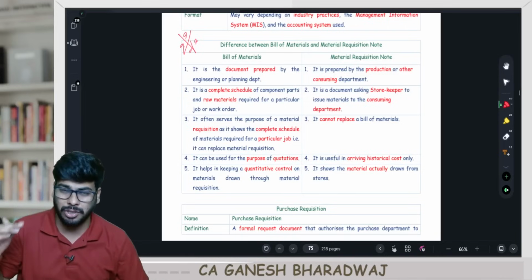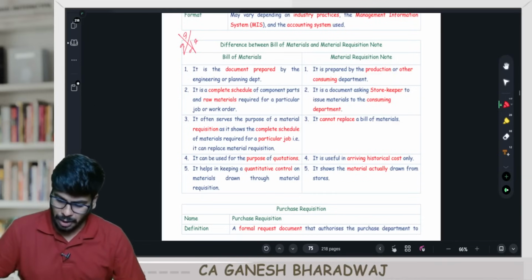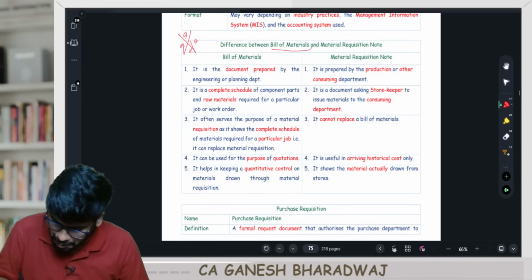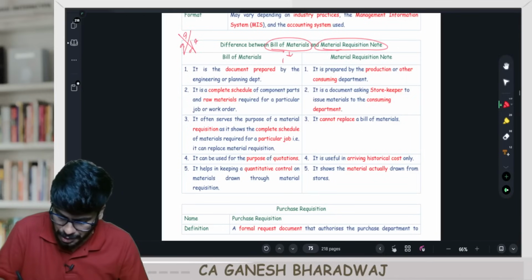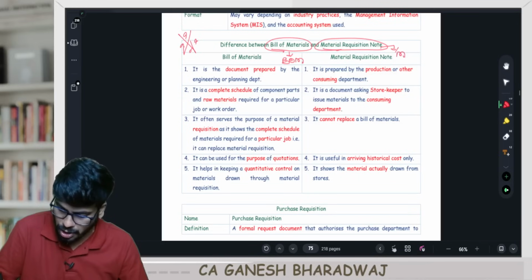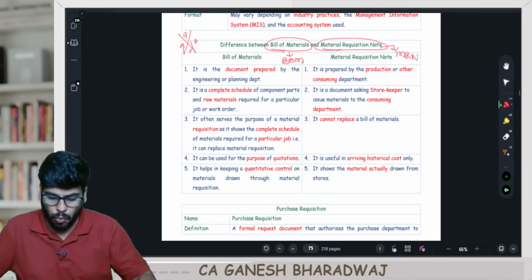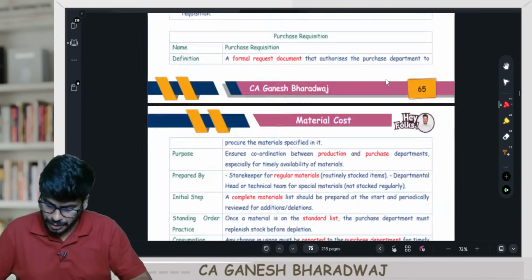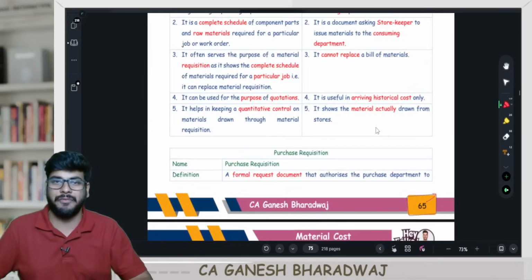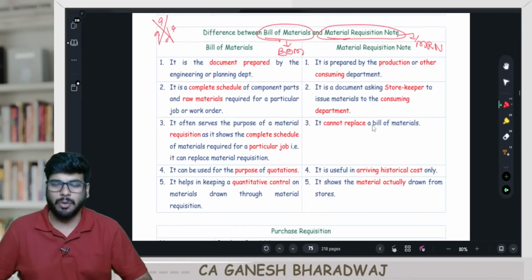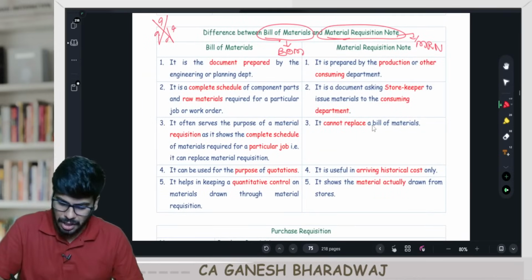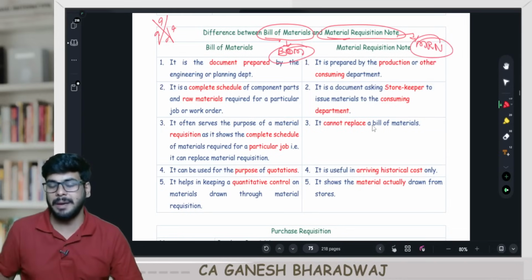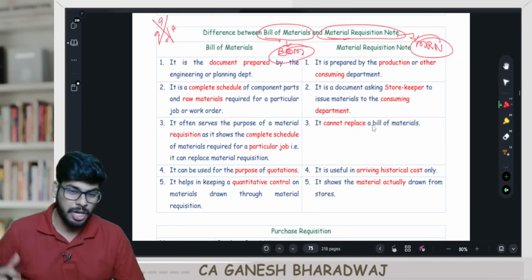Now let me focus on some core theoretical aspects here. Now the difference between bill of materials and material requisition note. Popularly, bill of materials is called BOM and material requisition note is called MRN. Right? What is the difference between the two? This is covered on page number 65 of our concept decoder book. First, you need to understand what a bill of material stands for and what an MRN stands for. Once you know the difference between the two, you will be able to handle this.